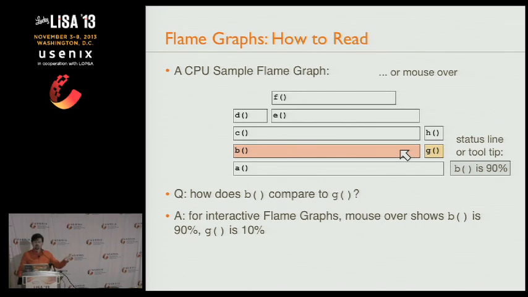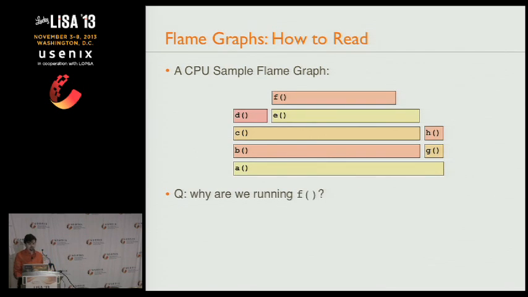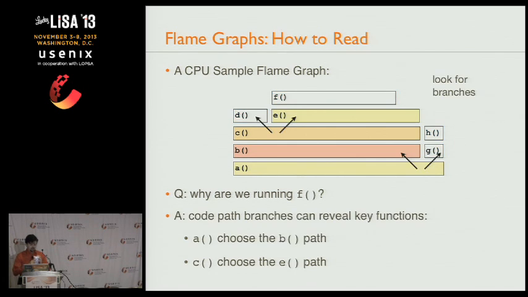And so I can mouse over B, and it says B was present 90% of the time, G was present 10% of the time in the tooltip. Different question, why are we running F? So why did F get called in the first place? We know its ancestry, but I want a higher level answer of why did we end up in F?